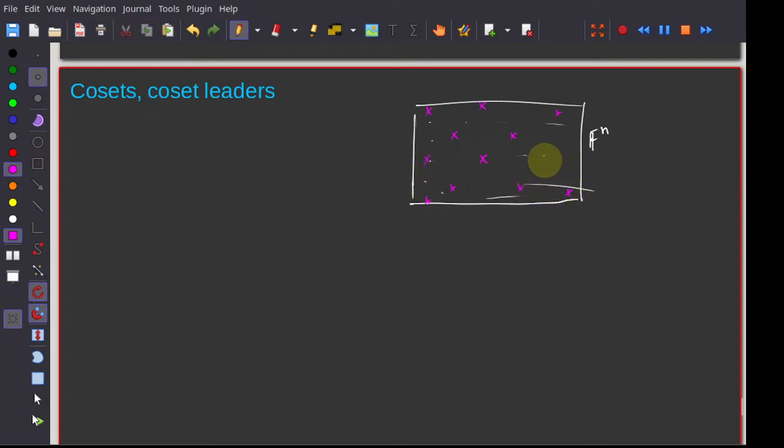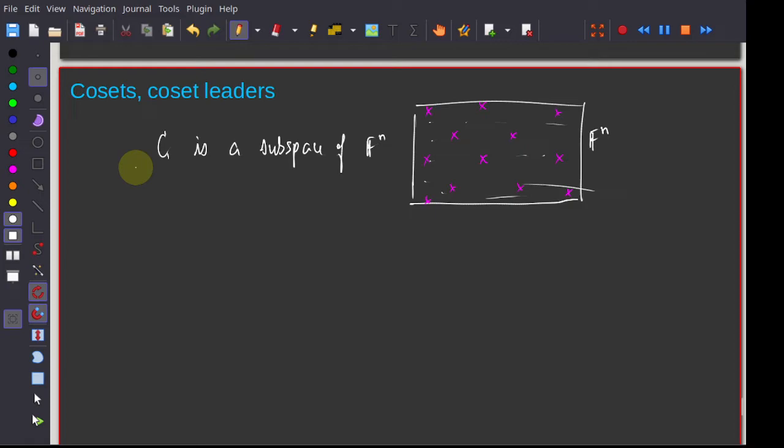So some of these are code words. Now of course, C is a subspace of F to the n. Now every subspace or every vector space also forms an algebraic structure called a group.